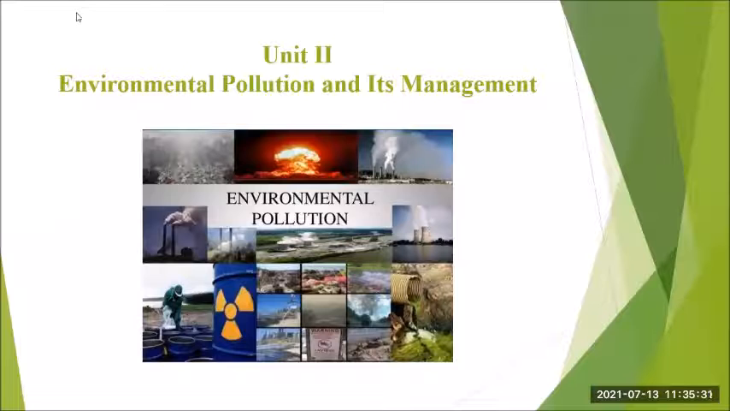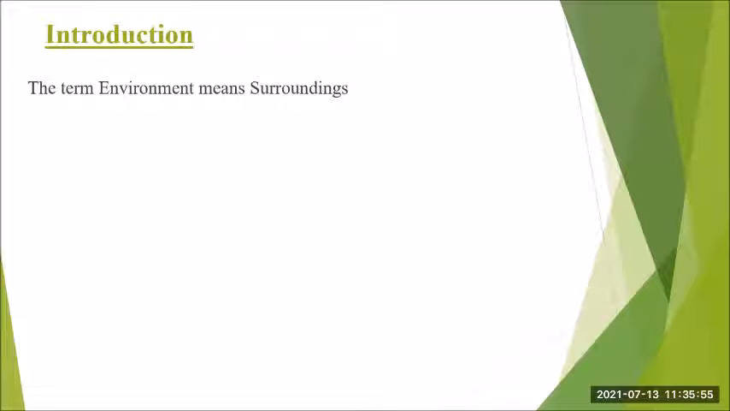Today, let us discuss Unit 2, environmental pollution and its management. So, let us see what an environment is. The term environment means surroundings, which includes components like air, water, land, atmosphere, hydrosphere, lithosphere, etc. There is a balance between human existence and the environment, a balance of interdependence between life and environment.